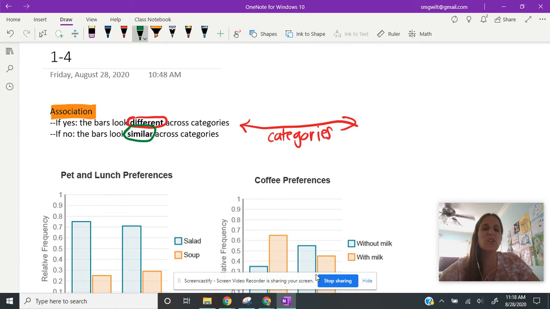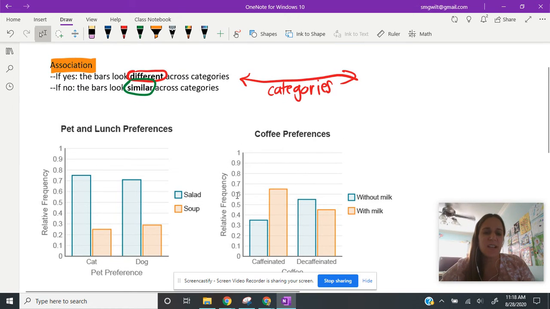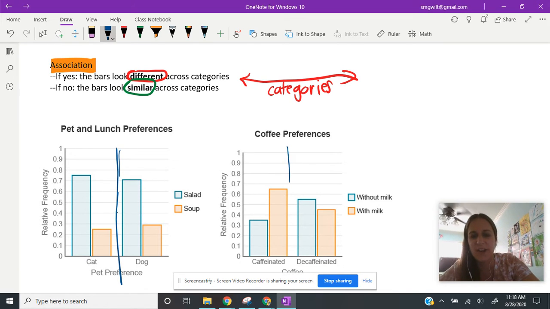Okay, so we're going to look at both kinds of bar graphs. So there's just the side-by-side bar graph and then the segmented bar graph. So for the side-by-side, we're looking at essentially cutting the graphs in half, right? So these are two different graphs I'm looking at. Do these look different or do they look similar? So if they look similar, then I'm going to say that there is no association.